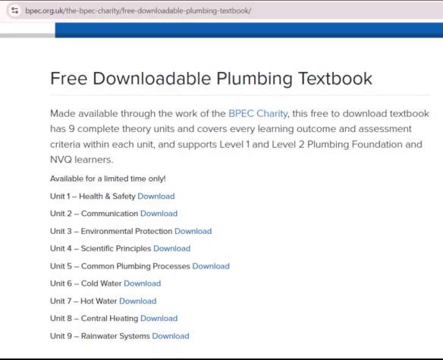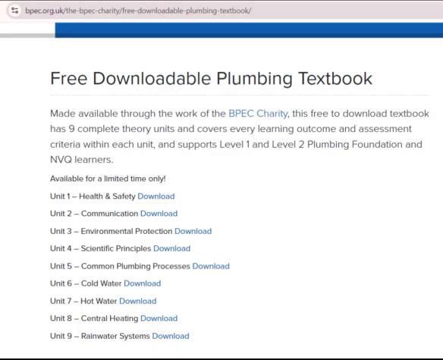The content of this document is copyright BIC Limited 2020 and may not be copied, reproduced or distributed without prior written consent. Author, BIC Limited. Editor, BIC Limited. Design, BIC Limited. BIC Level 2 Diploma in Plumbing Foundation 56.